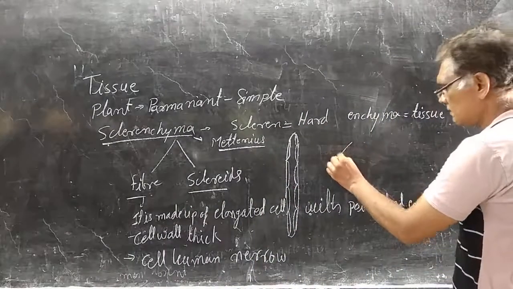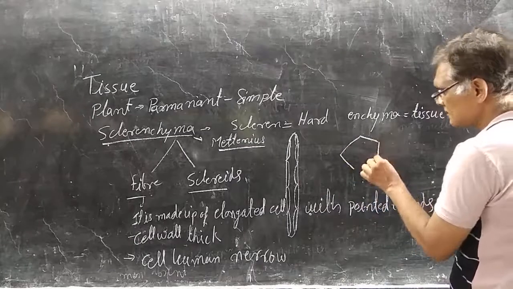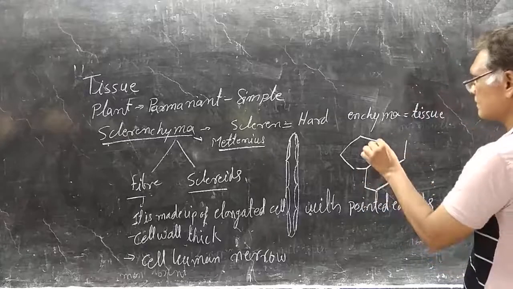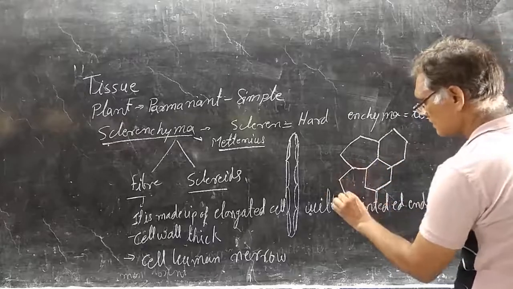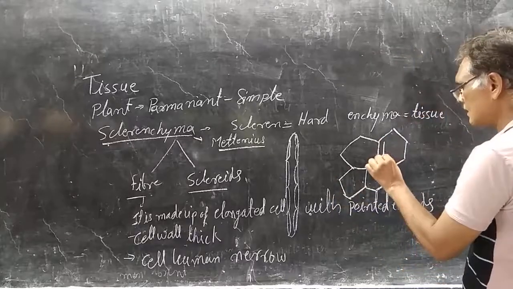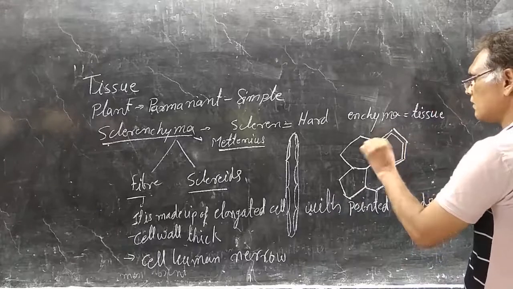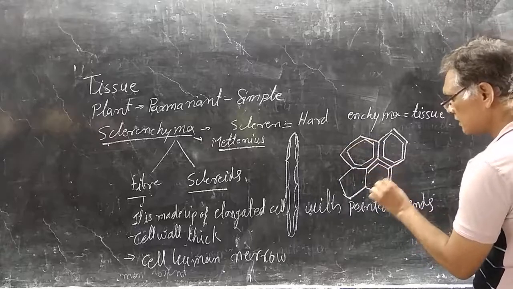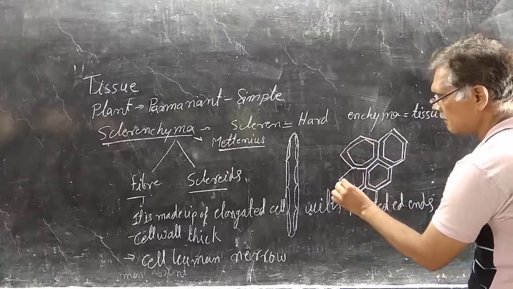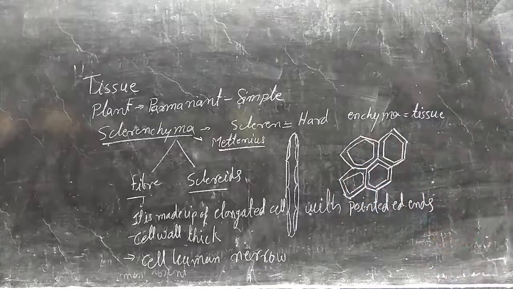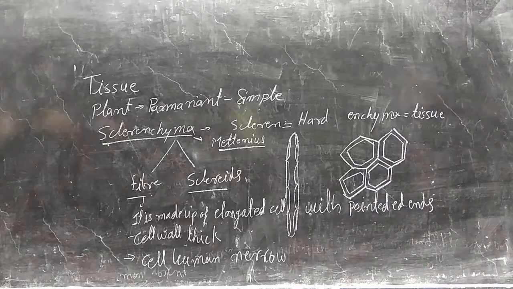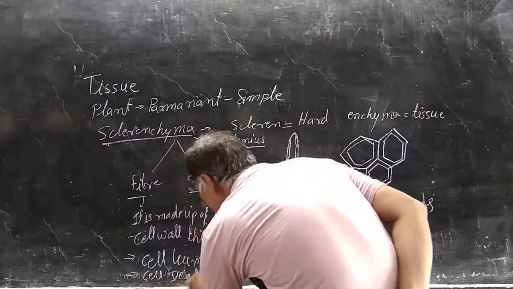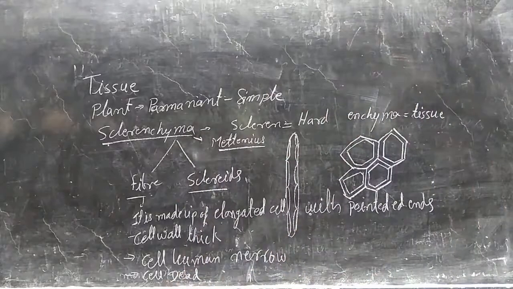Suppose we take the transverse section of these cells, we get it like this. And this is the thick cell wall. Due to deposition of different cell wall material, the cell lumen is greatly reduced. The cells are dead. Living cells are not present; these cells are dead.